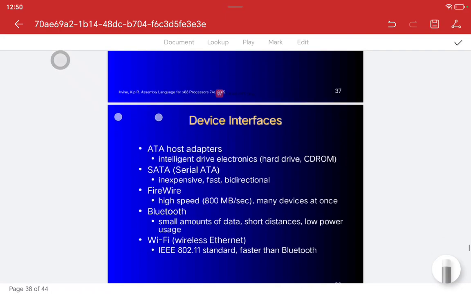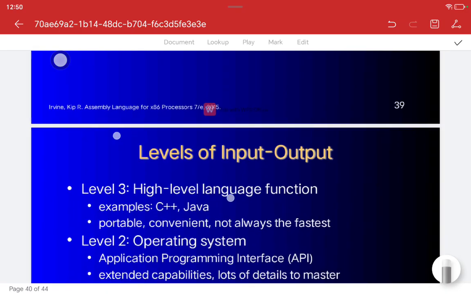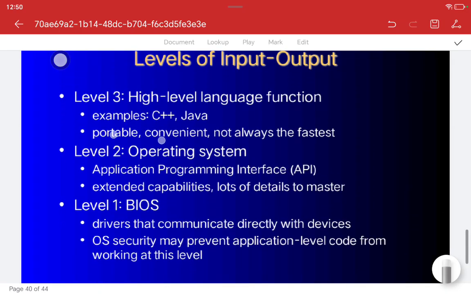I think that would be all, if I'm not mistaken, from these. Let me check. Yeah, the last one is this one, the levels of input output. So when it comes to the levels of input output, for level 1, we're going to be looking at the BIOS, where we check the drivers that communicate directly with devices, right? Here the OS security may also prevent application level code from working at this level.